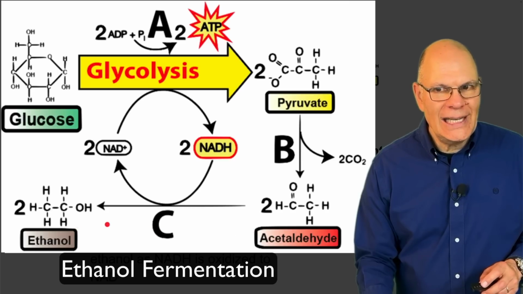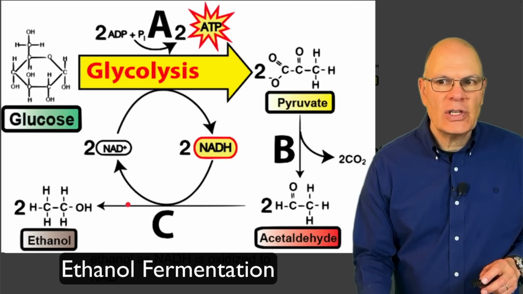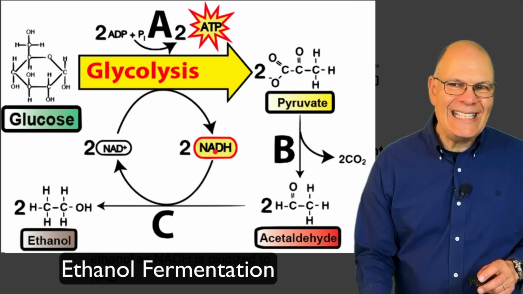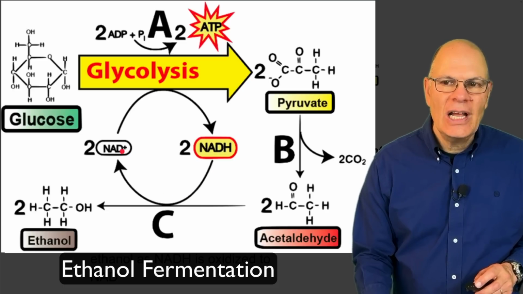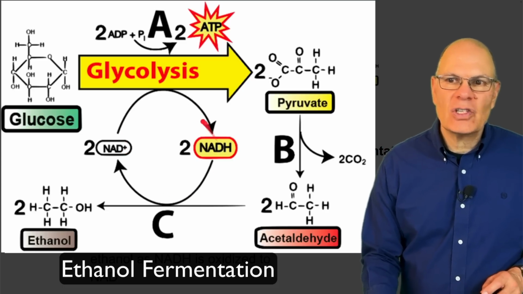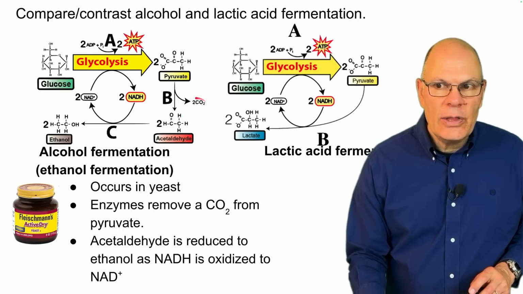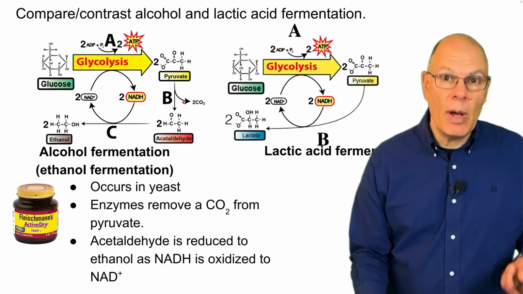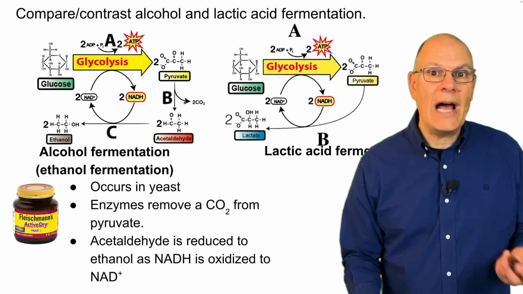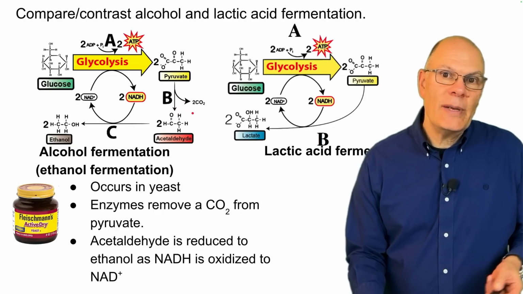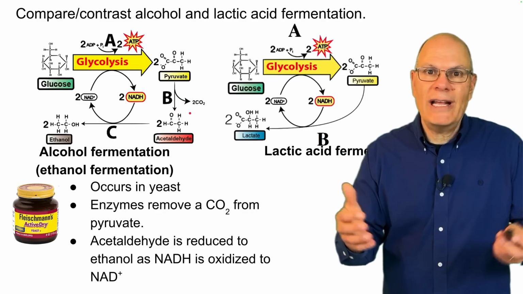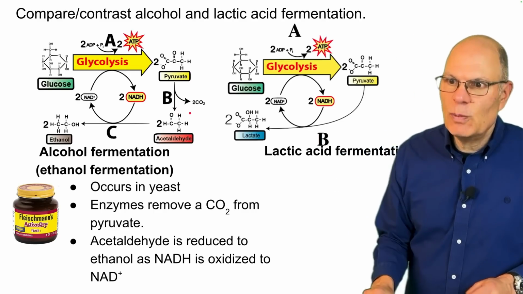Well, reduction is gain of electrons. Something has to lose electrons, and NADH is oxidized to NAD+. That allows glycolysis to continue. Interesting and fun fact, this CO2 that makes up the bubbles in beer, which come about through an alcohol fermentation, also makes up the bubbles that cause bread to be spongy and have its spongy form.